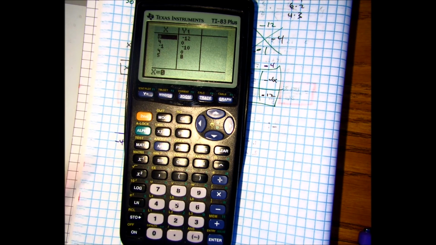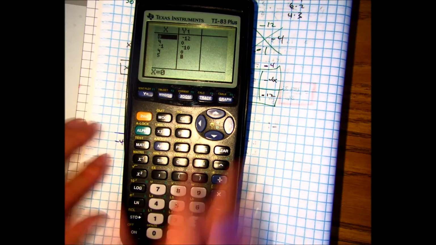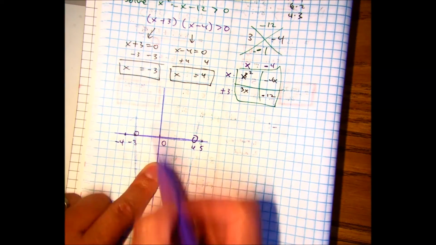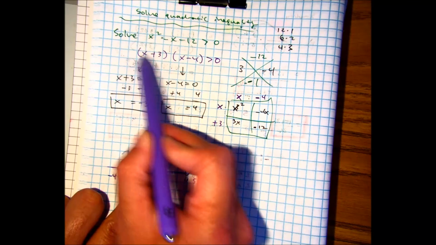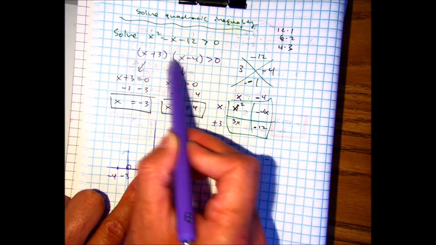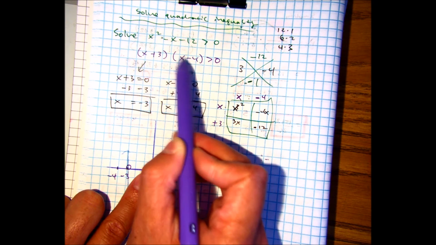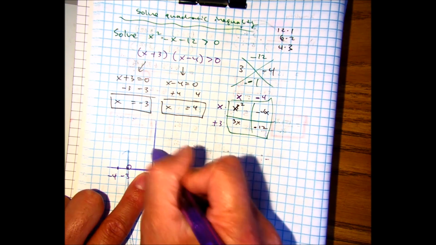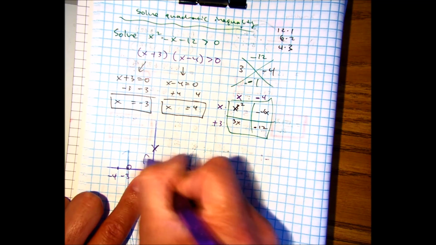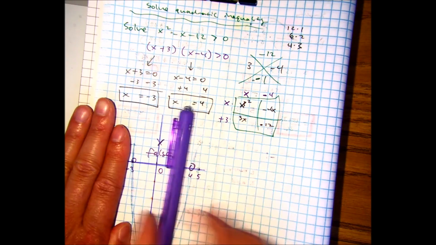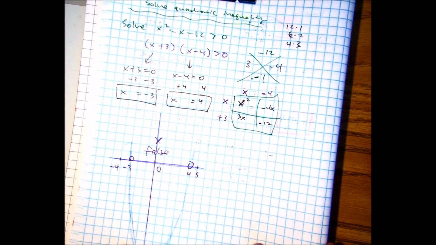What did it get, class? Negative 12. What did the calculator do? It took 0 and put it in here. 0 plus 3 is 3. 0 minus 4 is negative 4. 3 times negative 4 is negative 12. Class, is negative 12 bigger than 0? So that is false. That means everything inside here is going to be false.